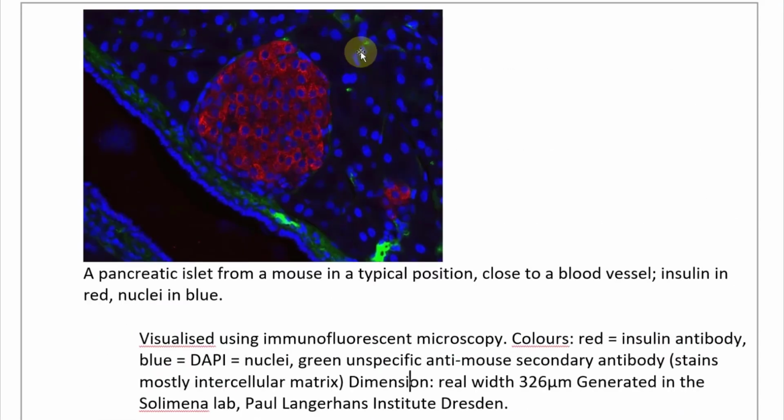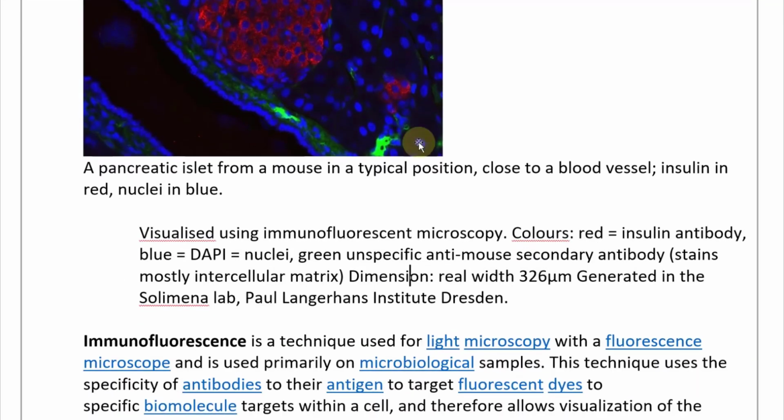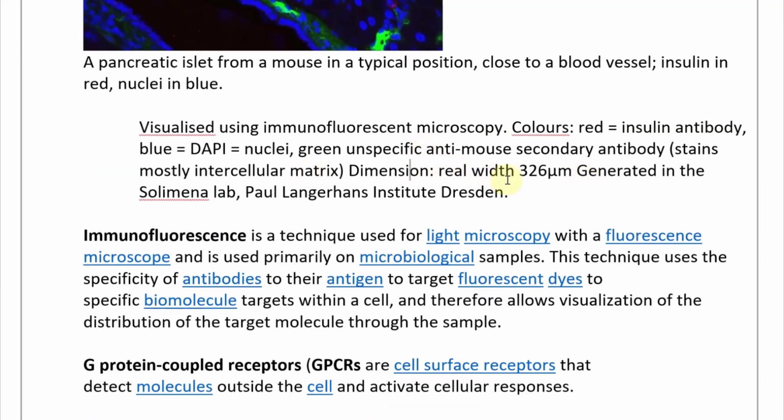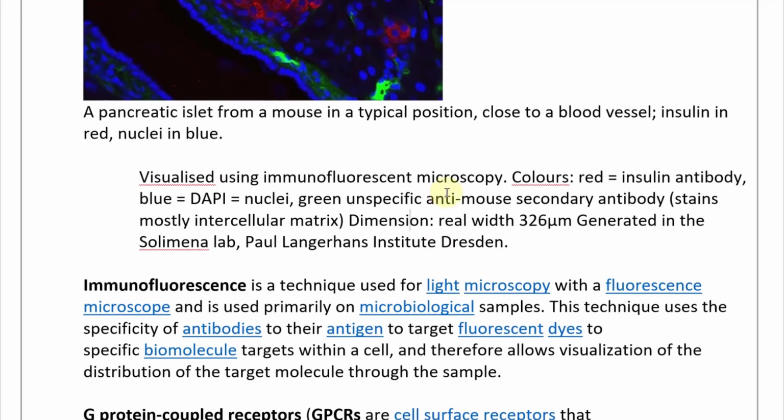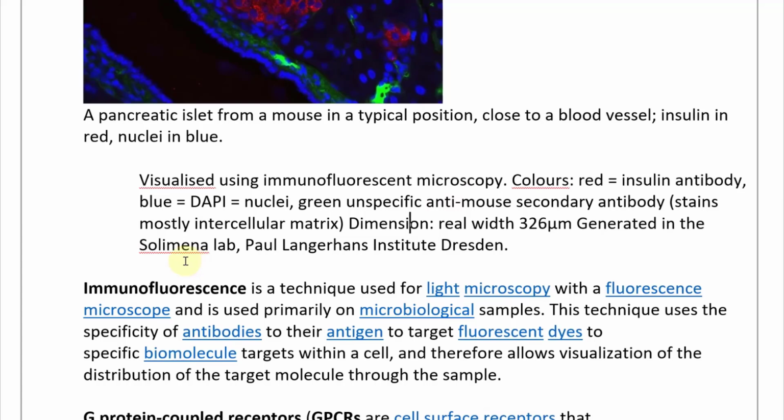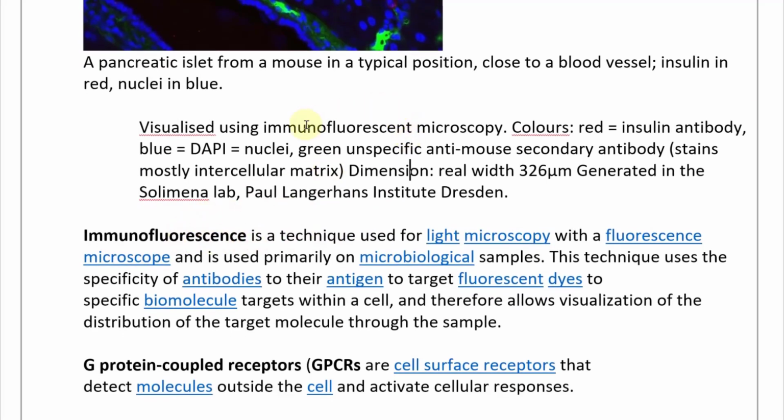So basically, you have the blue dye here for the DNA regions there, and then there's the insulin right here in red. So fascinating stuff. And dimensions: real width 326 micrometers or microns. This is a millionth of a meter. And this is generated in the Solimena lab at the Paul Langerhans Institute in Dresden. And going further, immunofluorescence microscopy is a technique used for light microscopy with a fluorescence microscope, and it is used primarily on microbiological samples.